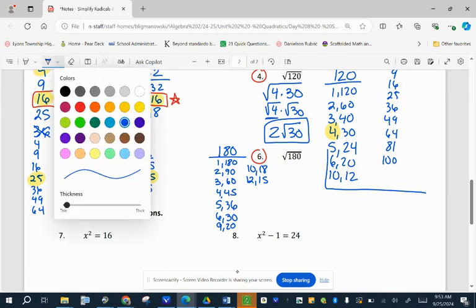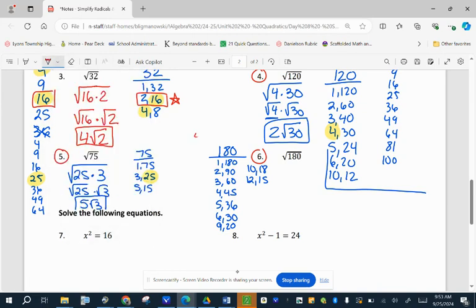All right, so then let's think about perfect squares. So again, 4, 9, 16, 25, 36, 49, 64, 81, 100. Now for me, the biggest perfect square that goes into 180 is actually 36. So we're going to break down 180 into 36 times 5. So it would simplify to 6 square root 5.